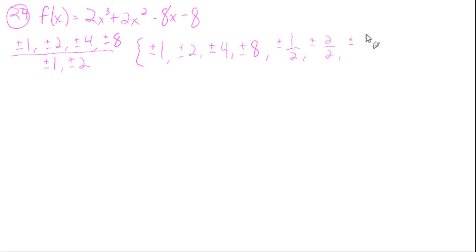And now we take all these over 2, got plus or minus 1/2, plus or minus 2/2, plus or minus 4/2, and plus or minus 8/2. Here's something cool. 8/2 is the same as 4, so we can cross that out. 4/2 is the same as 2. You can cross that out. 2/2 is the same as 1, so we can cross that out. The only new zero we got from putting them over 2 is 1/2.